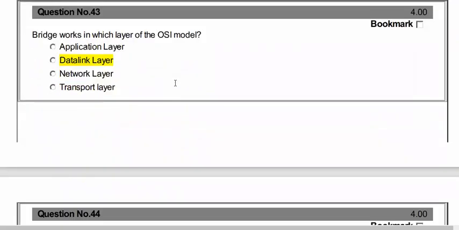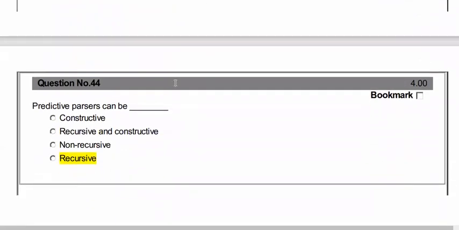A bridge works in which layer of the OSI model? Bridge works in the data link layer of the OSI model. Option B is right.